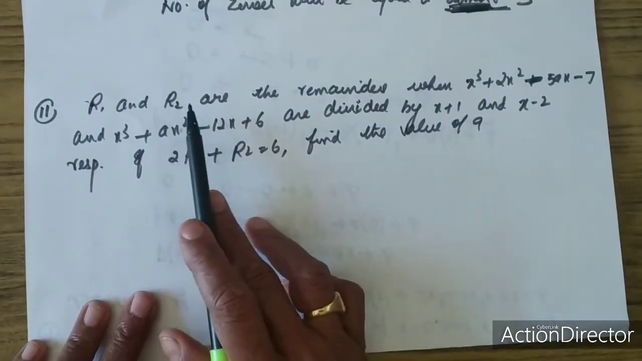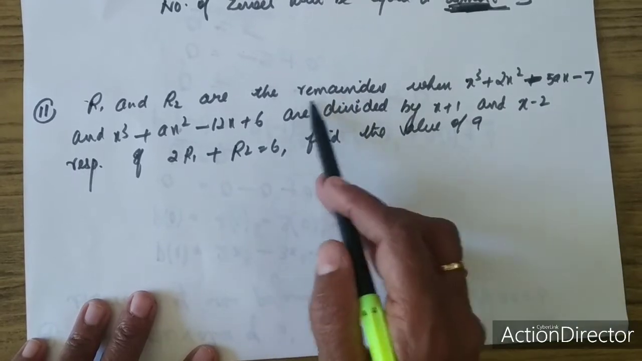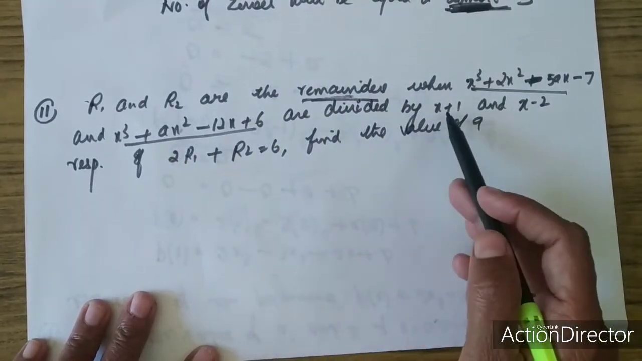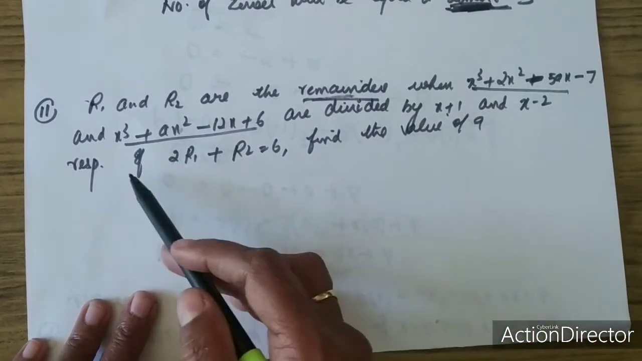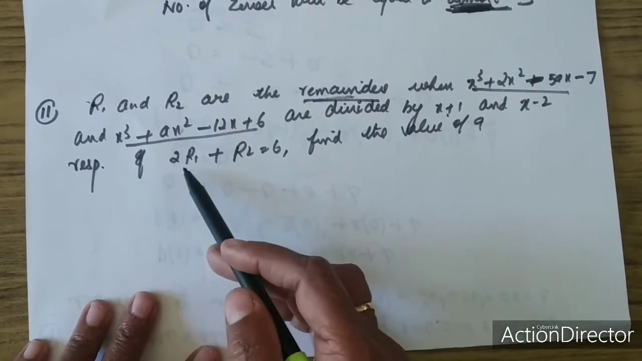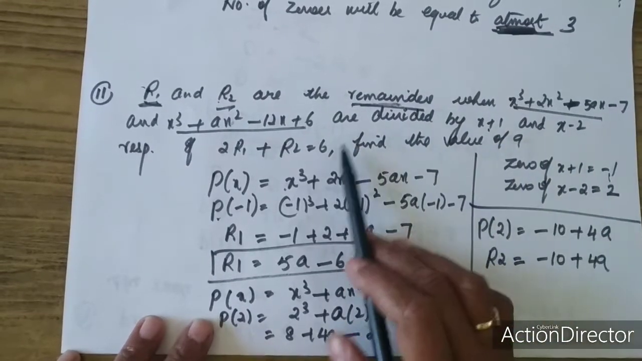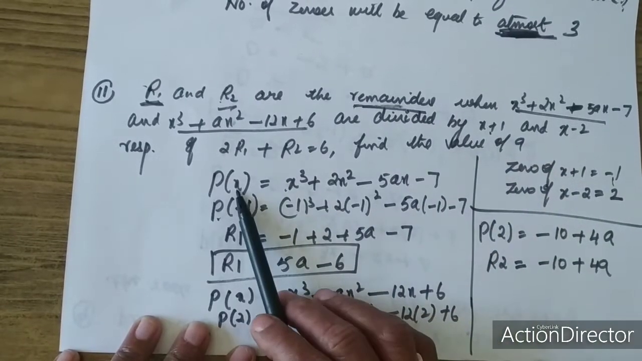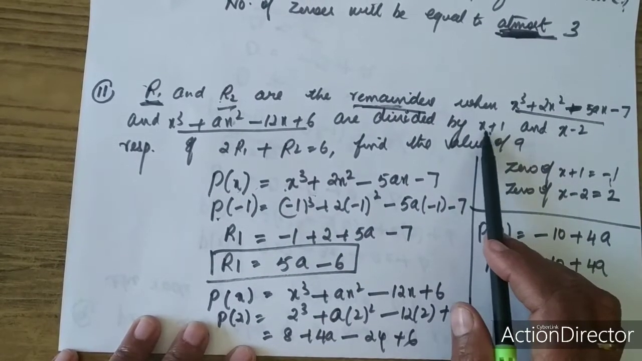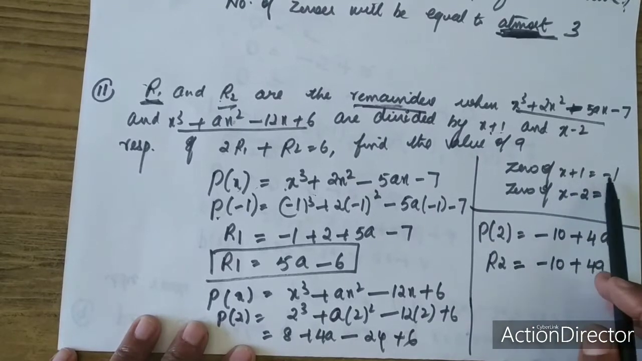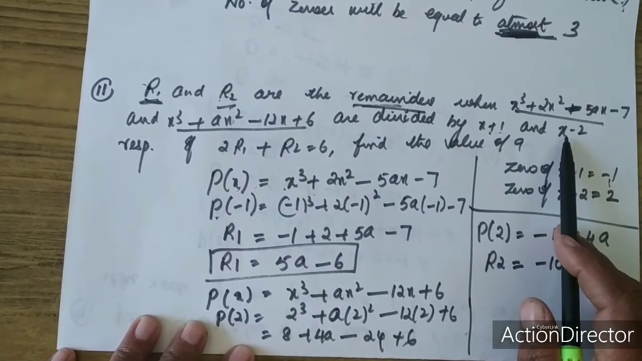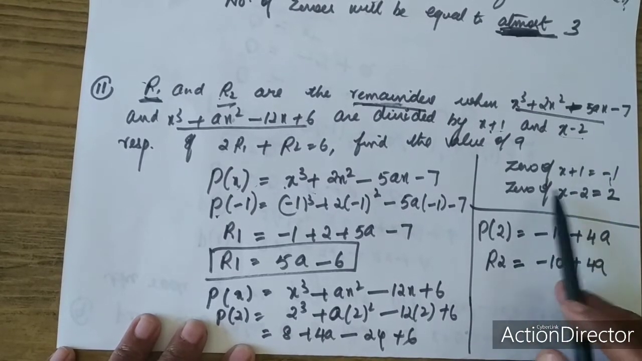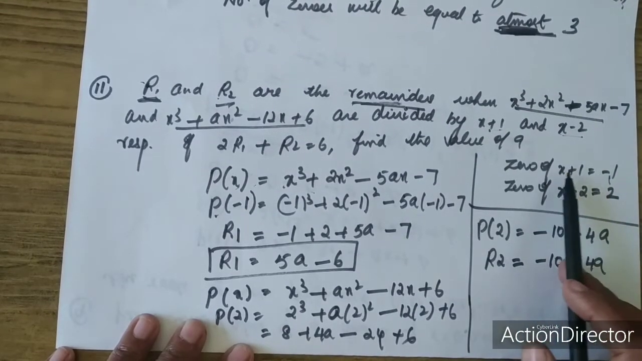Next one, if R1 and R2 are the remainders when this polynomial and the second polynomial are divided by x plus 1 and x minus 2 respectively, and if 2R1 plus R2 is equal to 6, you have to find the value of a. So in the first polynomial put the value of zero of x plus 1. So zero of x plus 1 is minus 1, and in the second polynomial you have to put the value of zero of x minus 2. Zero of x minus 2 is 2. It's nothing but the opposite value here.